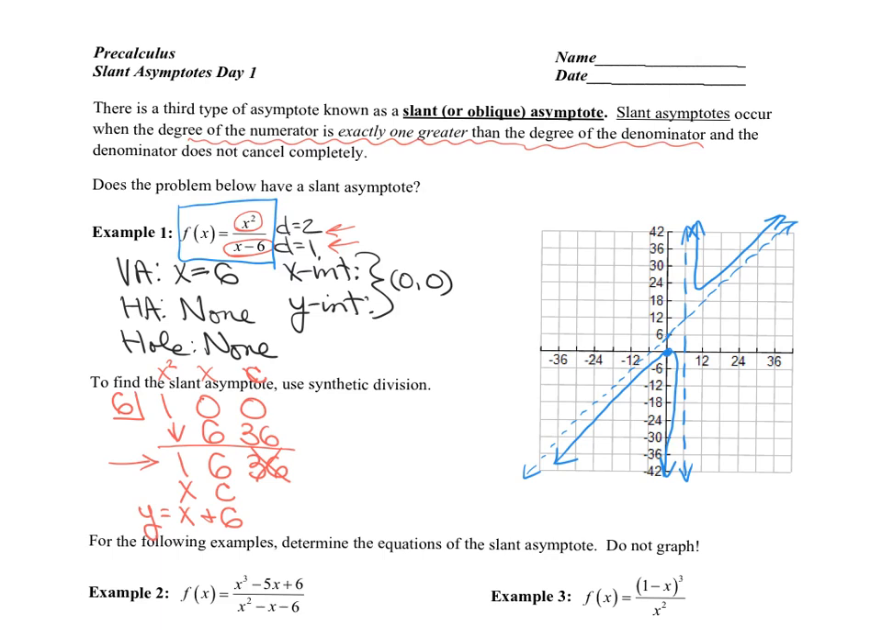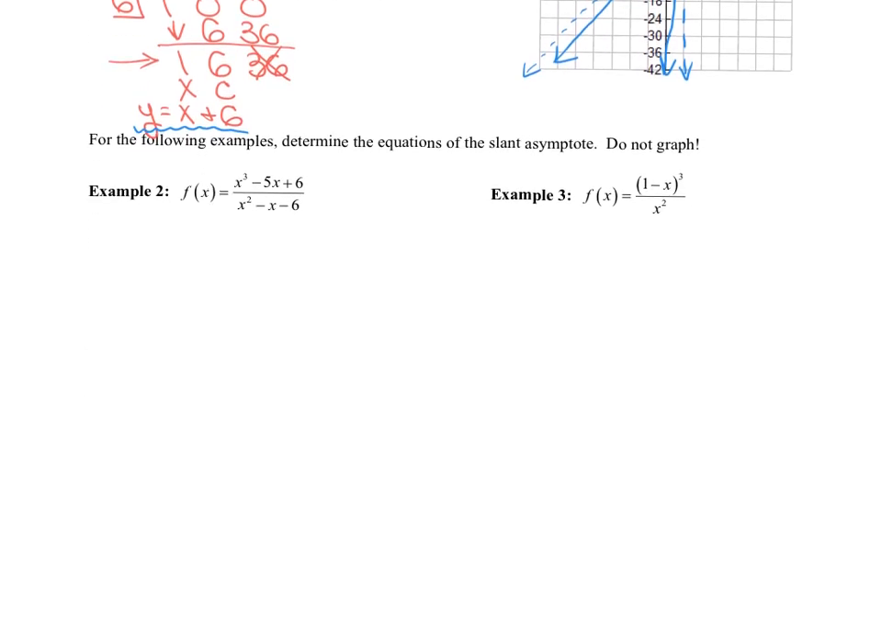What you can also do is graph the slant asymptote as well, and you'll see the asymptote hugs the branches of the graph fairly nicely. We are now going to work on a few problems together. So let's take a look at example 2.